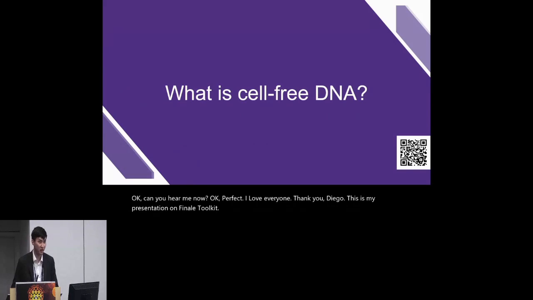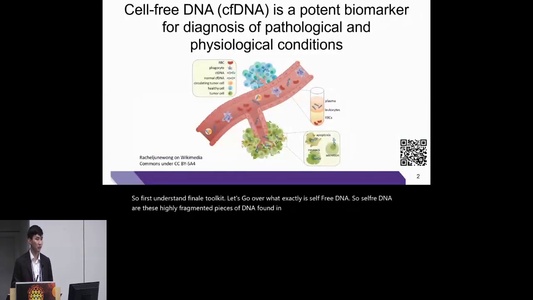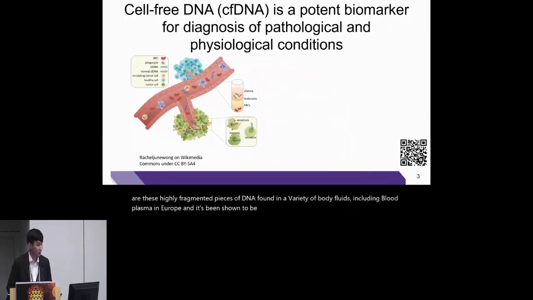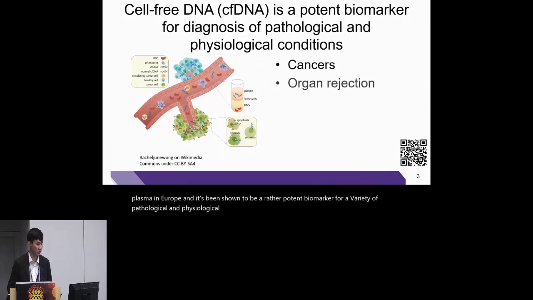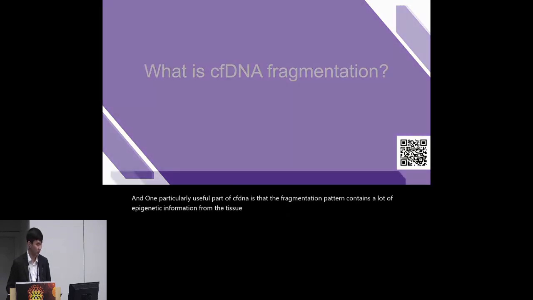So first, to understand FinaleToolkit, let's go over what exactly is cell-free DNA. Cell-free DNA are these highly fragmented pieces of DNA found in a variety of body fluids, including blood plasma and urine. And it's been shown to be a rather potent biomarker for a variety of pathological and physiological conditions, including cancers, organ rejection, and for prenatal screening. And one particularly useful part of cfDNA is that the fragmentation pattern contains a lot of epigenetic information from the tissue or cells of origin.